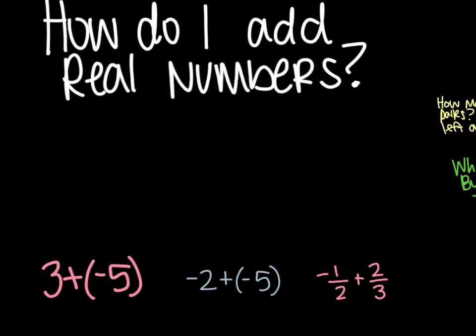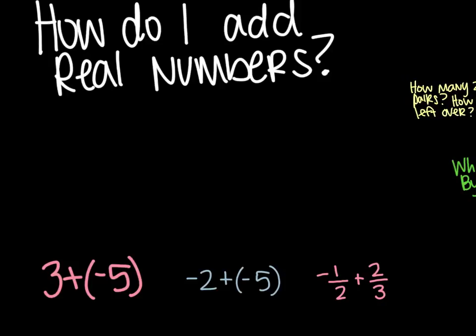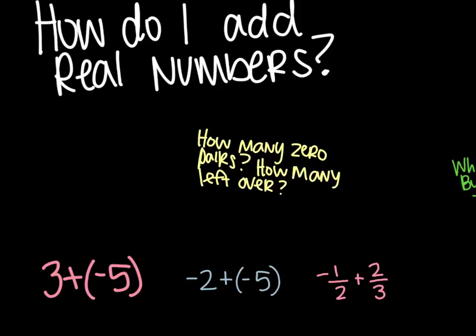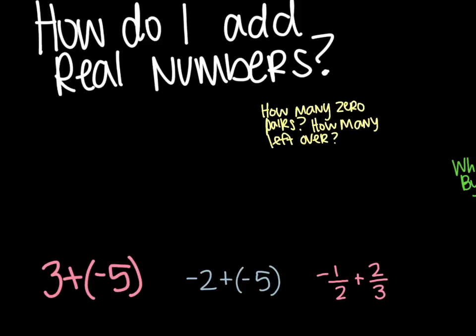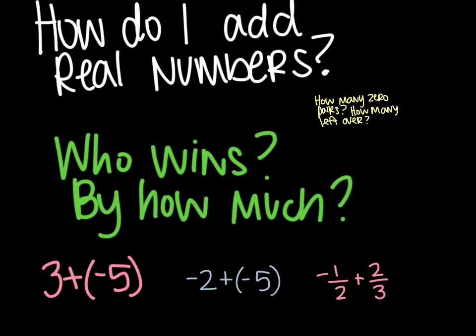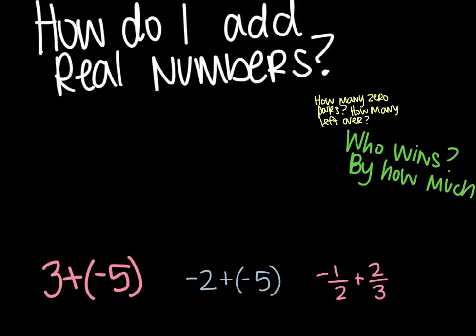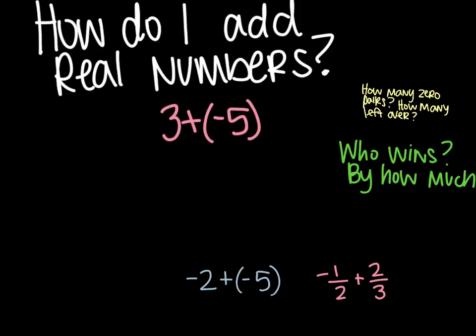How do I add real numbers? This is the big kahuna here. We're going to do 3 different problems. There are 2 ways you can answer. How many zero pairs are there, and then how many are left over? Or you can answer the question, who wins and by how much? I'm going to show you both ways with the first one, and then I'll use my favorite way after that.